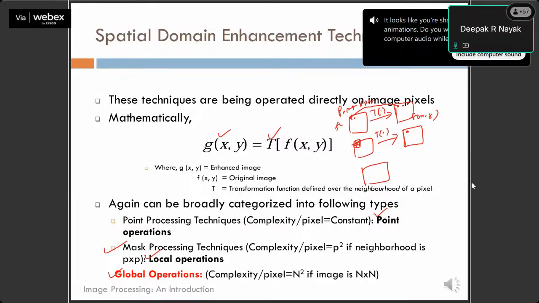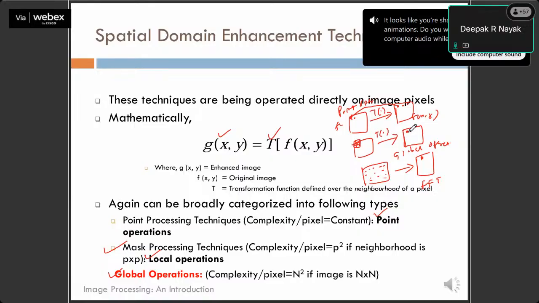And global operations are where every pixel in the output image is dependent on all the pixels in the input image, like the frequency domain operations, especially the Fourier transform, where every output pixel is dependent on all the pixels in the input image. Those are known as global operations. Very, very important terms, local and global.